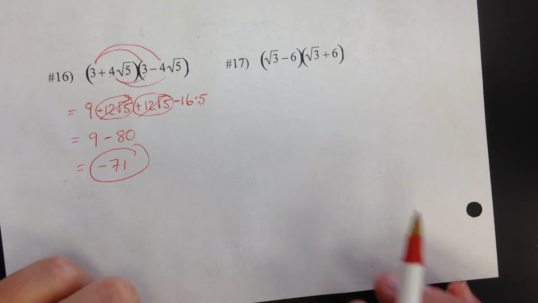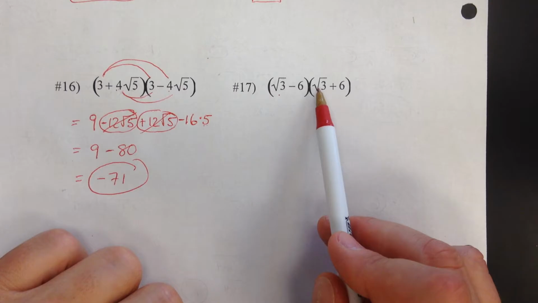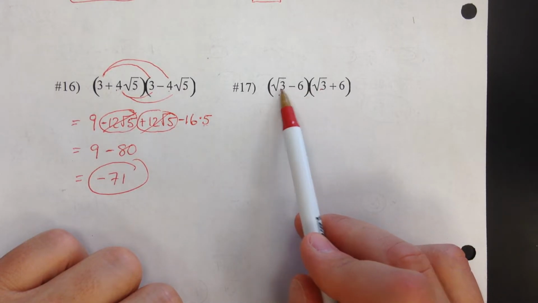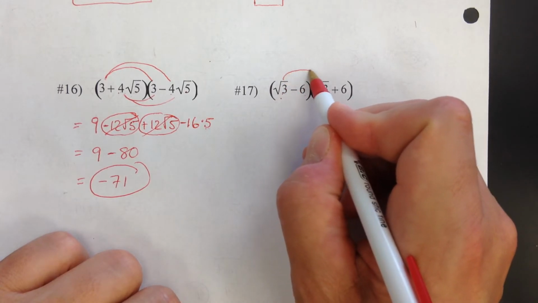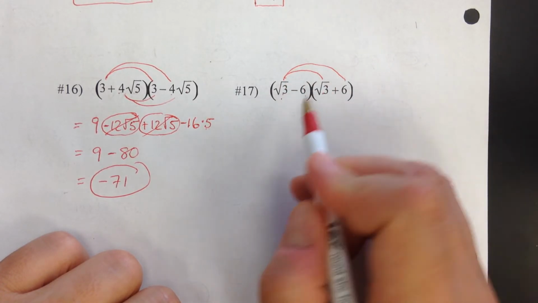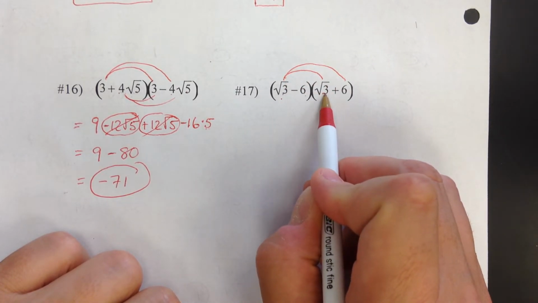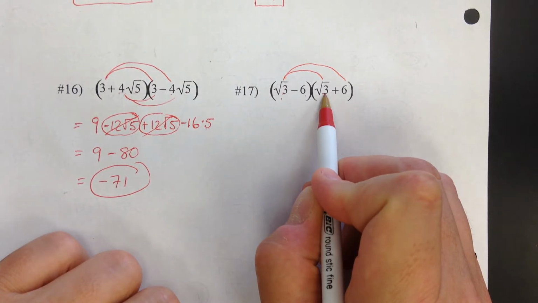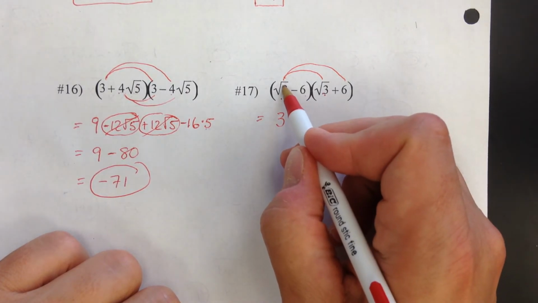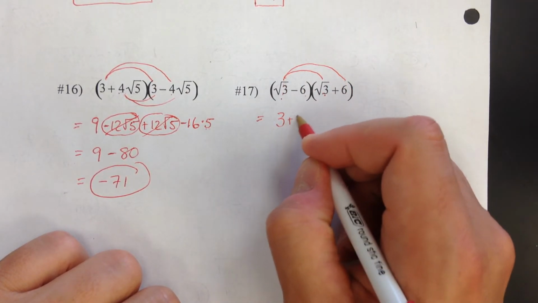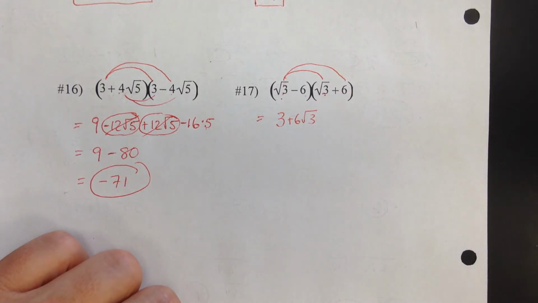Okay, last one, number 17. Again, square root 3 minus 6, square root 3 plus 6. Double distribute. Root 3 times root 3. Now that would be square root of 9. 3 times 3 is 9. But the square root of 9 is 3. Square root of 3 times 6 is plus 6 root 3.